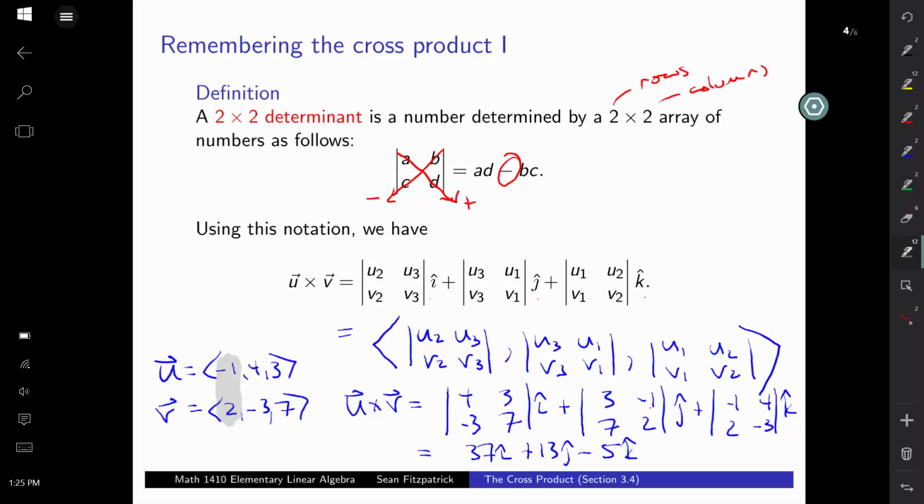The only one that's a little bit of an oddball is the one in the middle, because when you cover up J, you've got the numbers on the outside, the minus 1, the 3, the 2, and the 7. And notice that the 3 and the 7 come before the minus 1 and the 2. So I guess the way to think about it is you cover up one of the components, and then you work your way to the right, and then you cycle around once you reach the end. Okay.